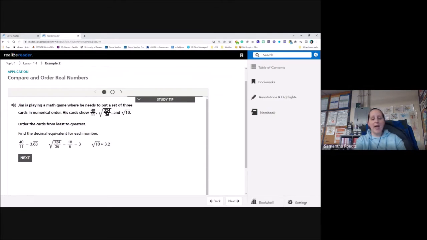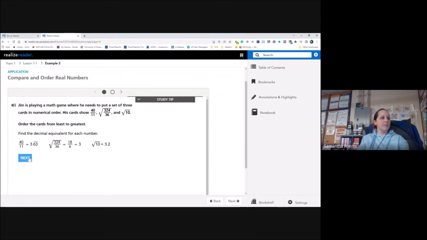And then the square root of 10 is going to be an irrational number. That means it's a number that doesn't actually repeat. The decimal doesn't repeat, and I can't write it as a fraction. So it's going to be about 3.2, okay? Now I can order these from least to greatest. Remember, least to greatest means smallest to largest.